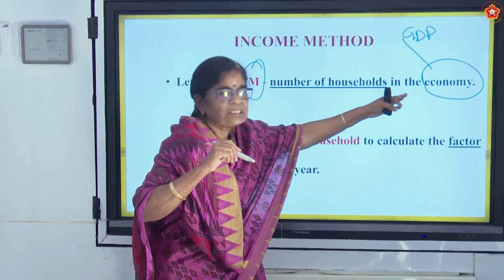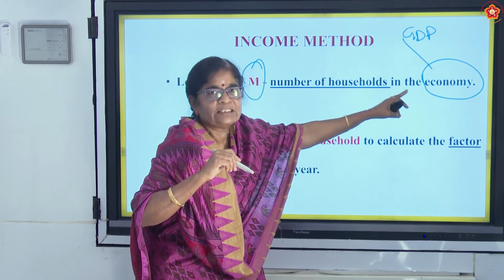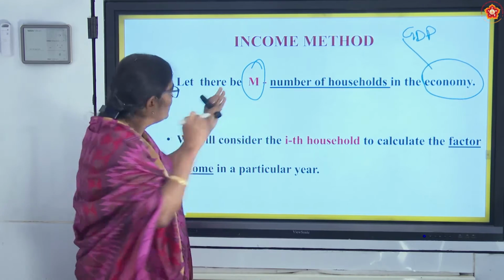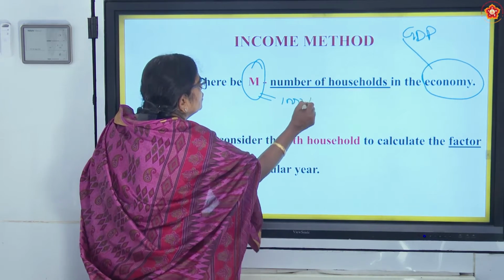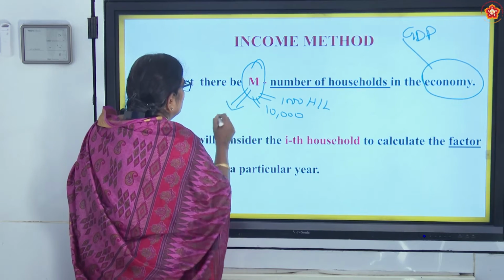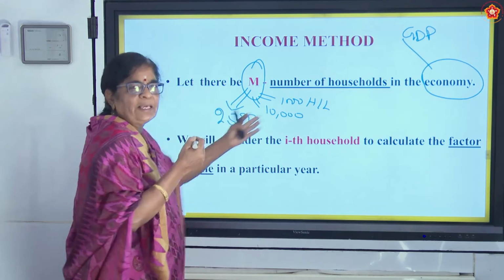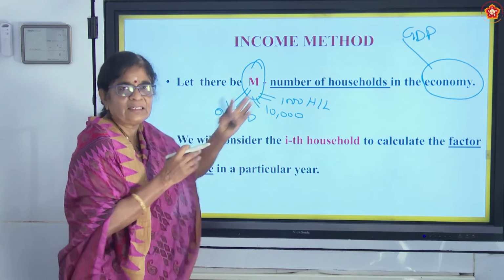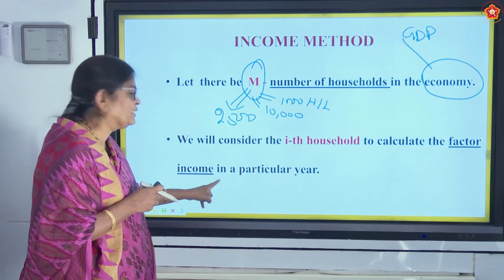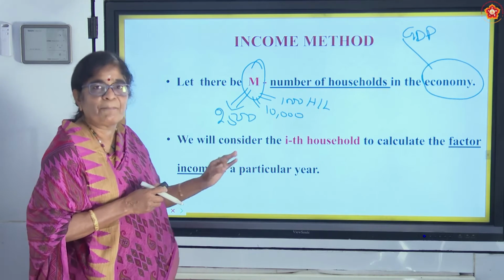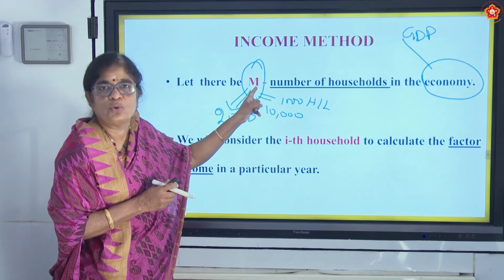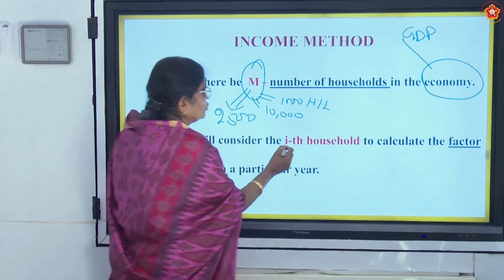Therefore, the economy for which we are going to calculate GDP consists of m households. m may be 1000 households, or m may be 10,000, or 2500. Any number may be m, the number of households. It is an assumption. And we will consider the ith household to calculate factor income. The preliminary step is, first, out of these m households, we are going to take the ith household.